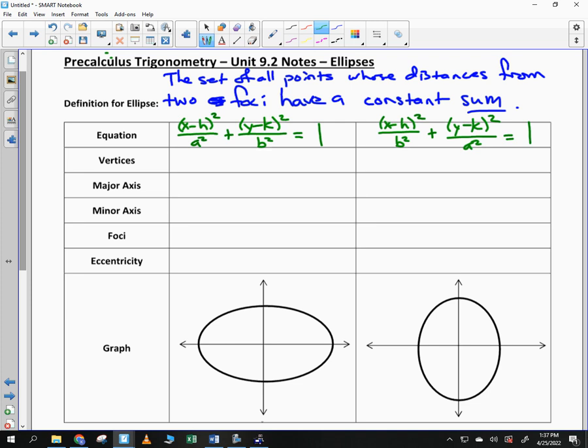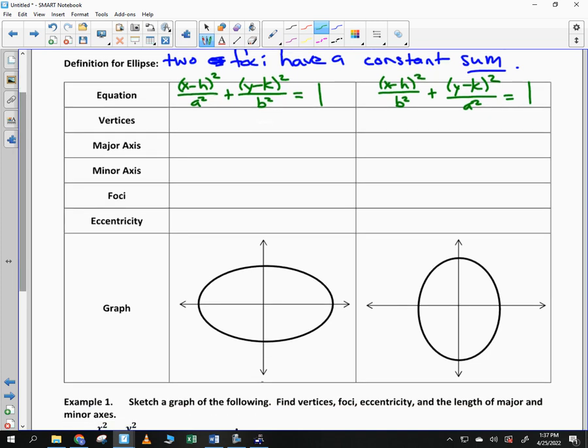So how do we locate these different points? Very simple. First of all, the center is (h, k), just like our parabolas. (h, k) is the center. Then what we do is we move a units from the center to get to the vertices on the outside. For a vertical ellipse, the center is (h, k), and we move a units up and down.